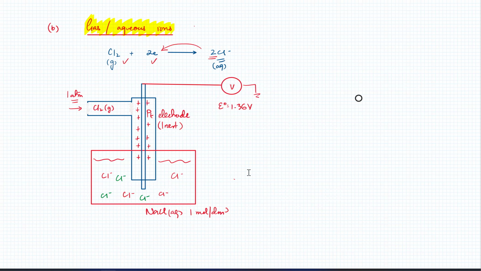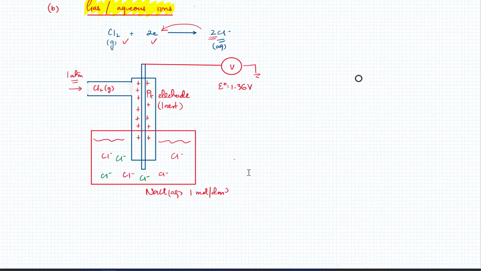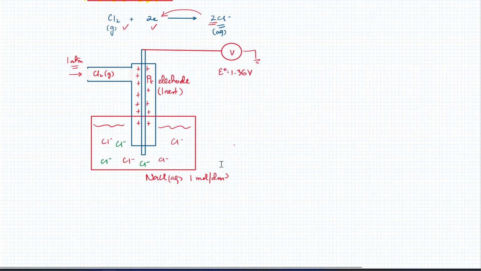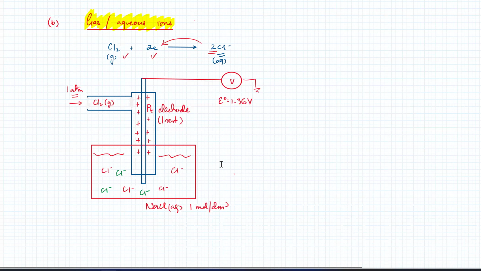ये clear है सारों को? ठीक है. Zaira, is this clear? Jody, yes, sir. Akshita, all clear, right? Yes, sir. Achha, so that's one thing.